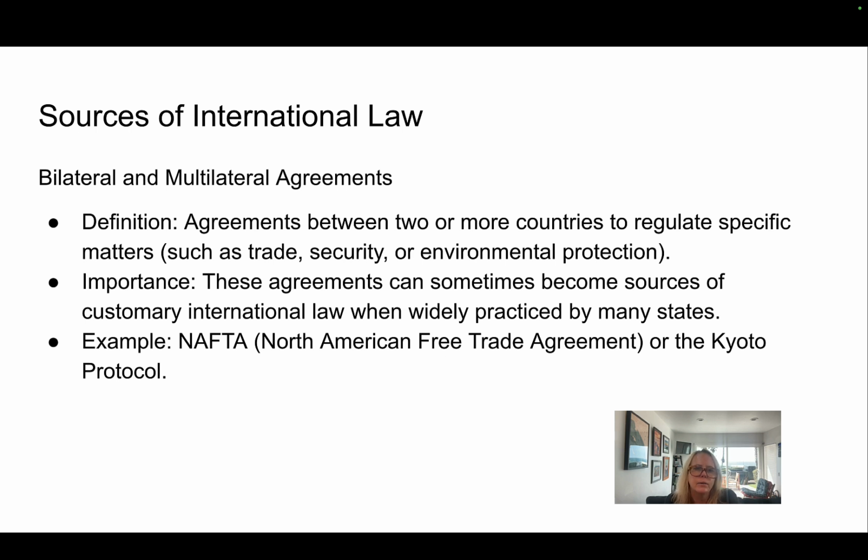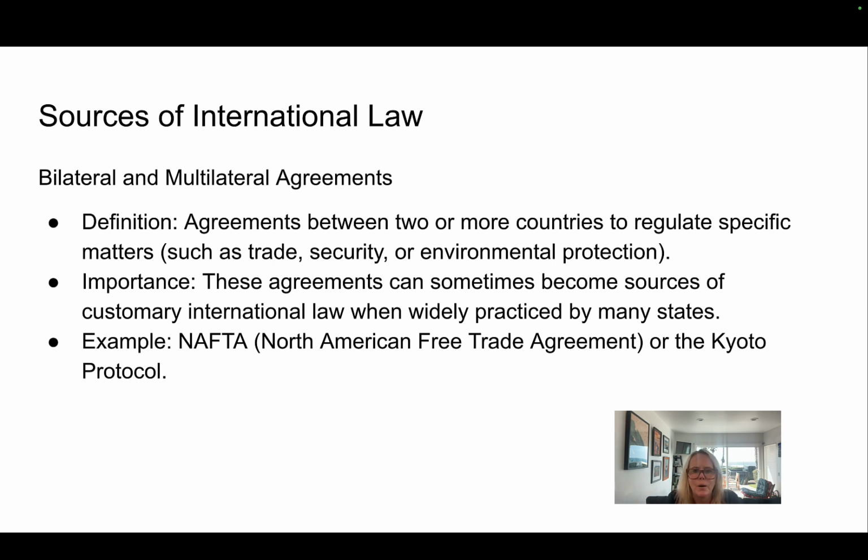And then bilateral or multilateral agreements. These are agreements between two or more countries to regulate specific matters such as trade, security, and environmental protection. So like NAFTA or the USMCA, which took over for NAFTA: United States, Mexico, Canada Agreement. USMCA is what we know it as.